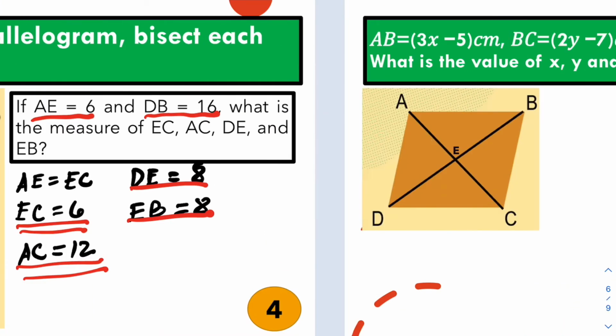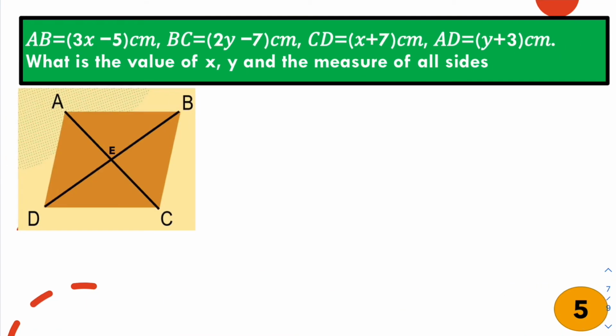Next example. If AB is equal to 3x minus 5 and BC is equal to 2y minus 7, CD is equal to x plus 7, and AD is equal to y plus 3, what is the value of x, y, and the measure of all sides?